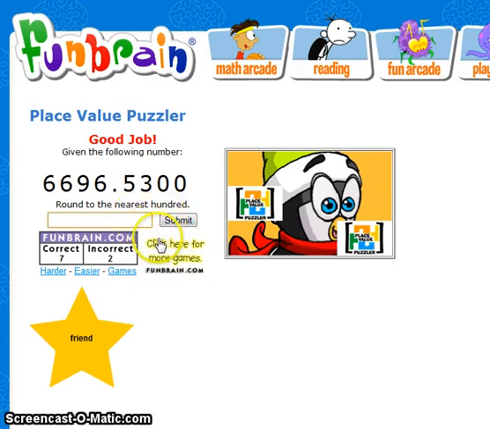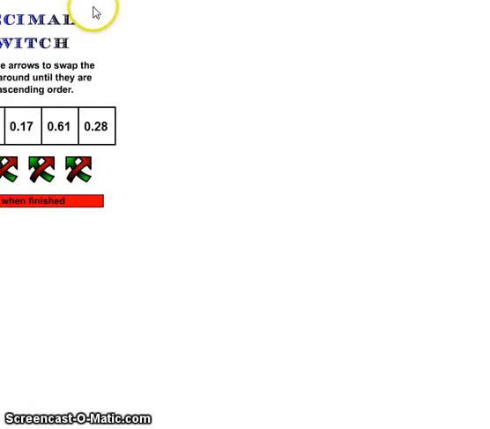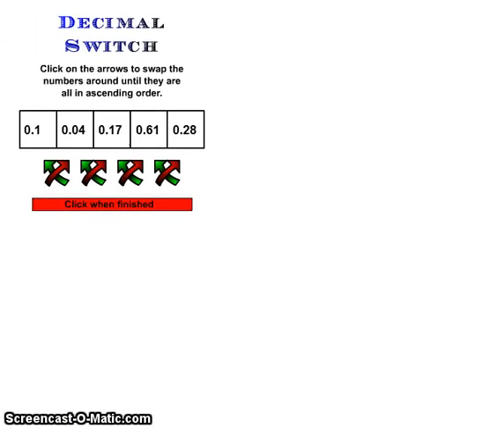Our next question is asking us to round to the nearest 100. You look to the right of the 100 spot, and it is a 9. A 9 is greater than 5, so it would round the 6 up to a 7. The answer would be 6,700. That was our last question, so now I'll teach you about the order of decimals.